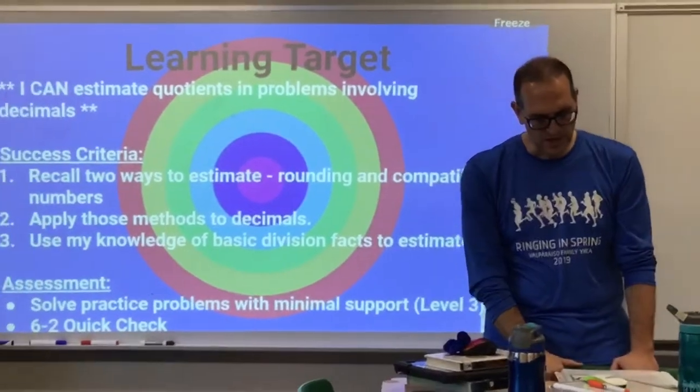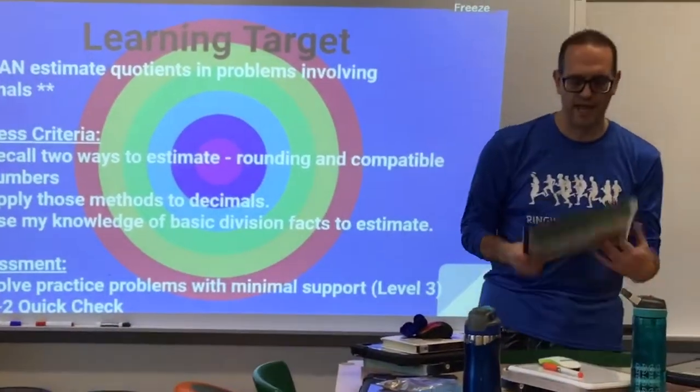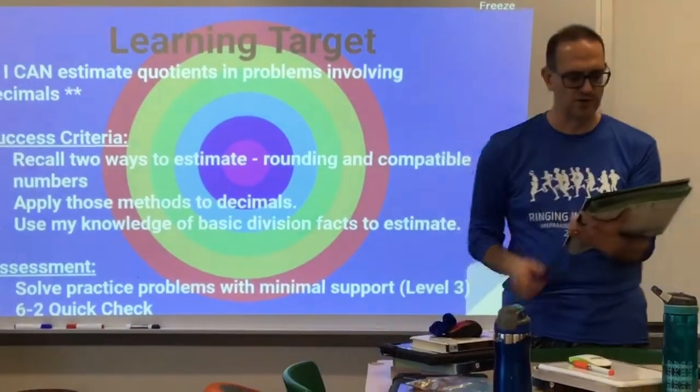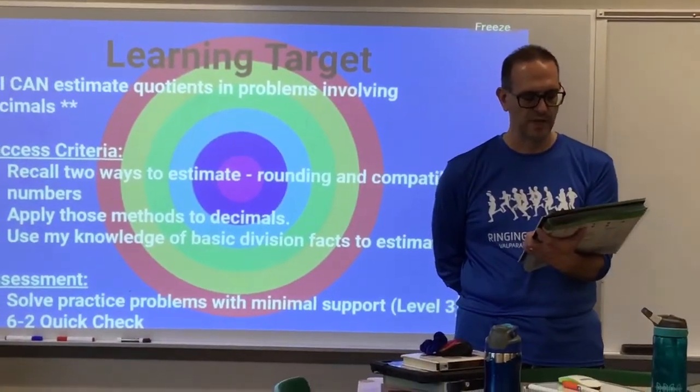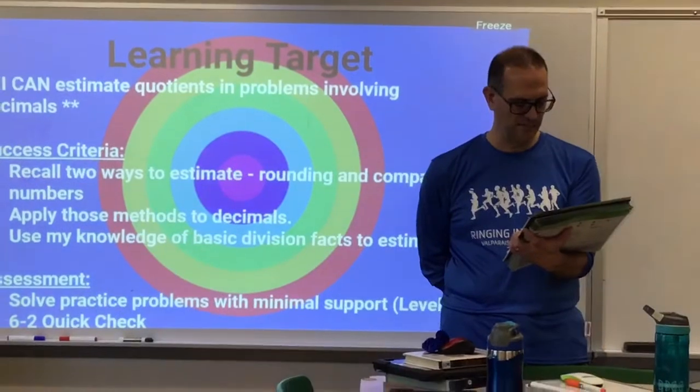So our solve and share is: a 135 and 8/10 foot piece of construction material needs to be cut into pieces that are each 16 feet long. About how many pieces can be cut?